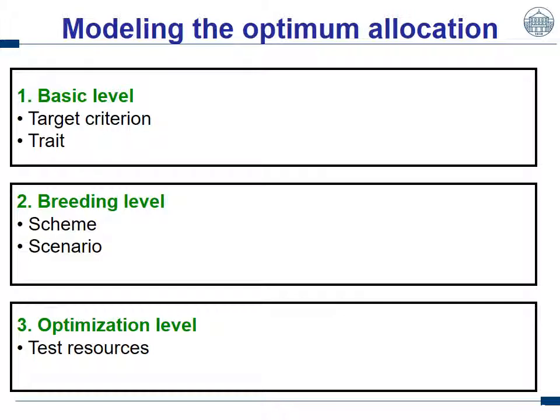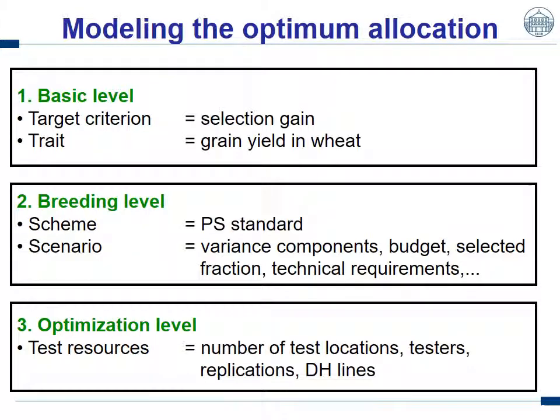Let's go a bit more into how the modeling of the optimum allocation is realized in the selection gain package. As I told you already, we have a fixed budget which we define. And then we have here a basic level where we define the target criterion, the trait, a breeding level where we define the scheme and the scenario, which just means budget and others, and then we optimize. To look a bit more inside here, the target criterion is our selection gain. The trait, we look at one trait only, is grain yield in wheat, for instance. The breeding level, we would define a breeding scheme as shown, a phenotypic standard scheme without markers. In the scenario, we need variance components for grain yield in wheat. We need a budget, we need a selected fraction, all the technical requirements and costs. And then we go to the optimization level where the number of test locations, testers, replications, and DH lines is optimized.